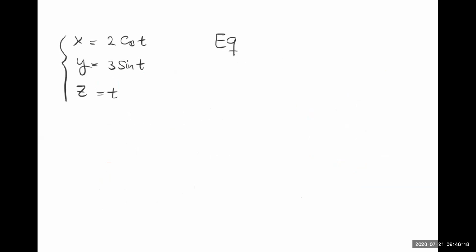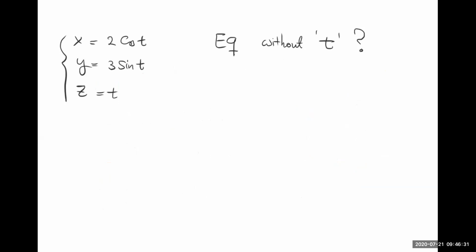So suppose x is 2 cosine of t, y is 3 sine of t, and z is just t. This is a parametric equation. Can we write down an equation which is just an equation, so without the time variable, without t? Can we get rid of t? Just write an equation in terms of x, y, and z.